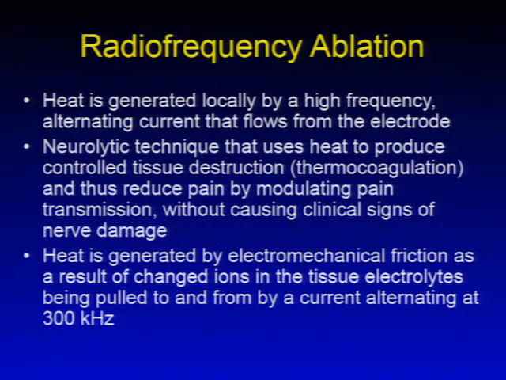Radiofrequency ablation is another technique that is used for the treatment of chronic pain, whereby a high-frequency alternating current flows from the electrode that causes a neurolysis of the nerve through thermocoagulation. This may reduce pain through modulating pain transmission. However, it is not typically associated with signs of current permanent nerve damage. It is used through heat, mechanical friction, and is typically done at a current alternating at 300 kilohertz.